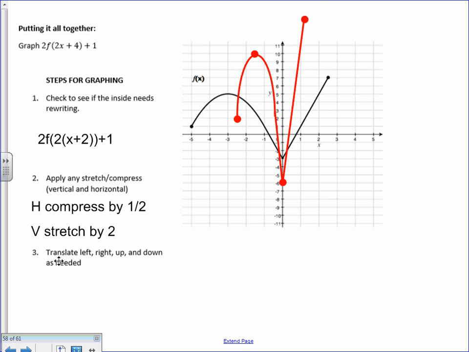Now the next thing is to move left, right, up, or down, so any shifting as needed. We look right here for any shifts. Do we have a horizontal shift left or right? That's when we add or subtract something from the x. So yes, this +2 means we're going to be shifting left 2, because remember, all the horizontal stuff is backwards. Plus 2 means left 2. Then, do we have any vertical shifts? Yes, the plus 1 means up 1. So we move the whole thing left 2 and up 1 unit. And then in blue, that is our final graph of this function, 2f of 2x plus 4 plus 1.